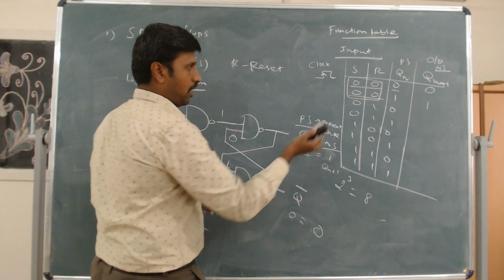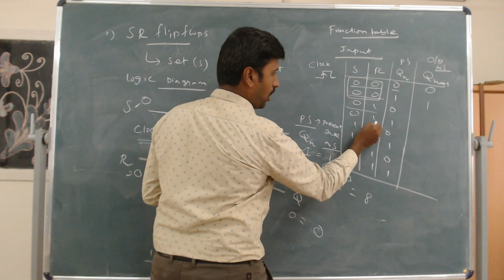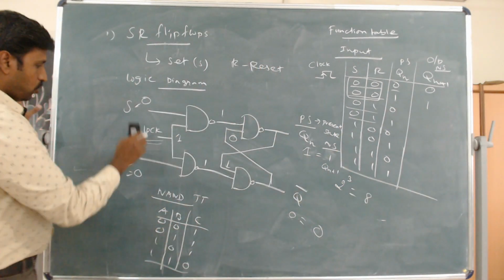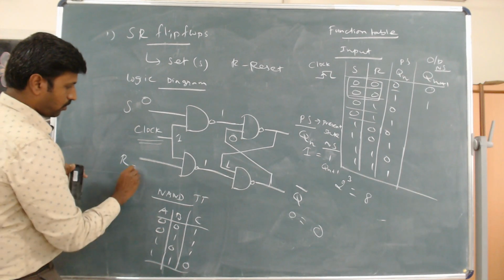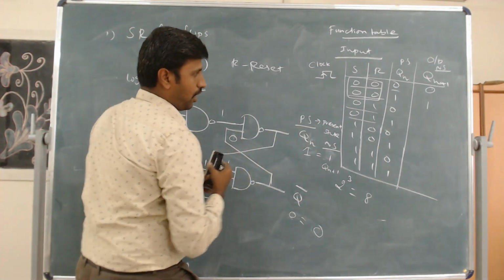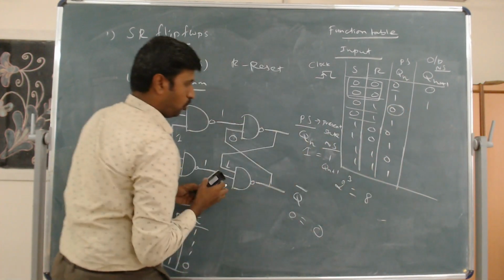Similarly for the next case, 0 1. Here S will be 0 and R will be 1. Assume that the state Q of N is 0.